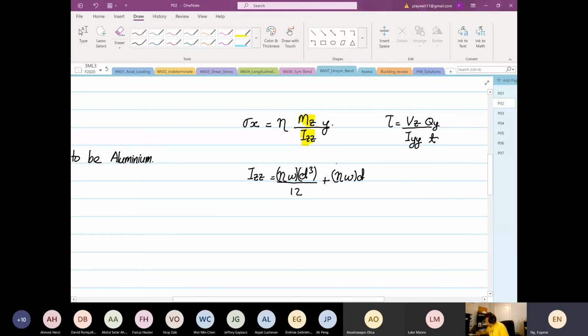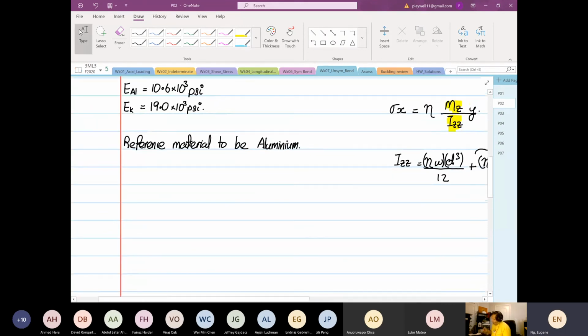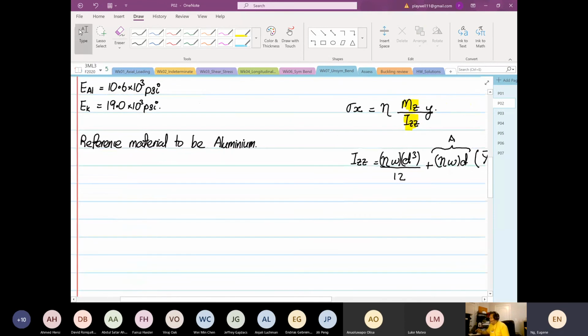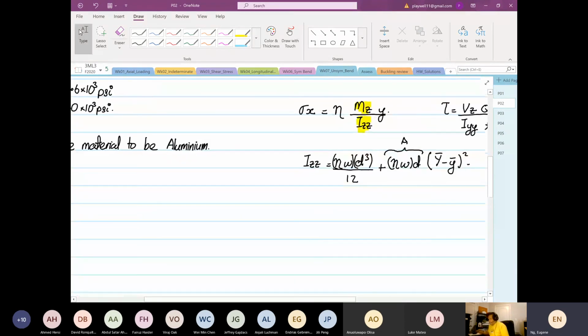So over here, this is our area. And the fact that we did not change the depth is why we can have y bar minus y bar squared. So for this case, I'm going to show you how to determine the second moment of area. It is also as important.